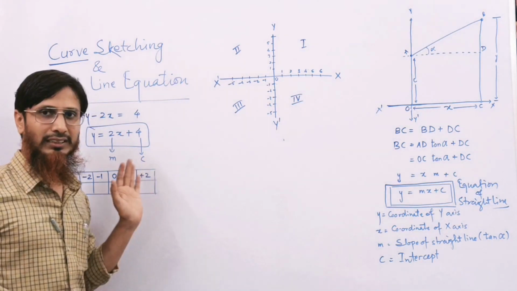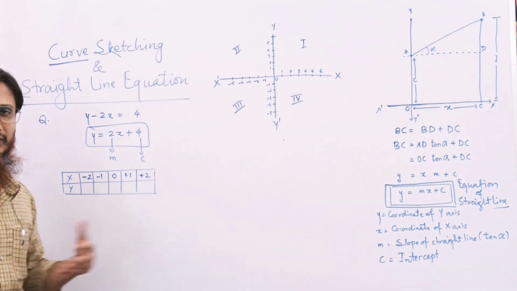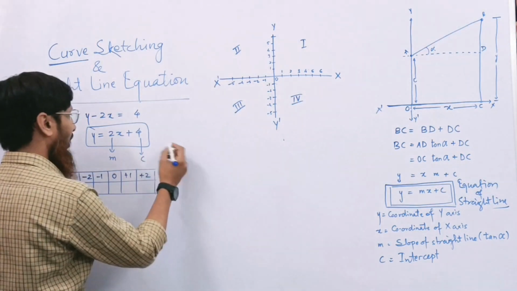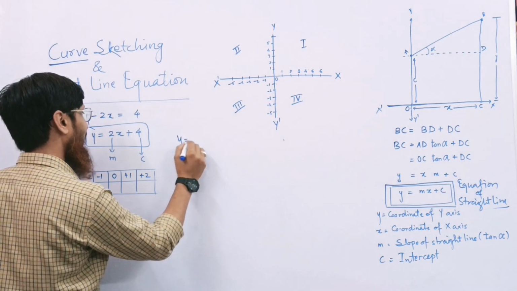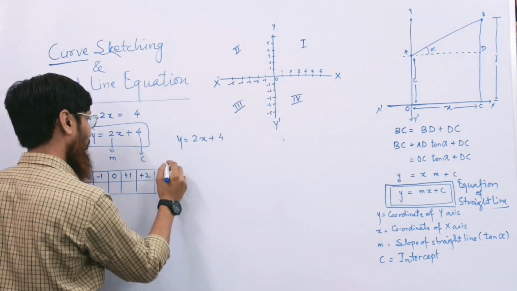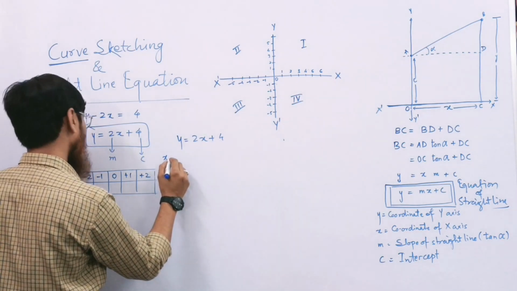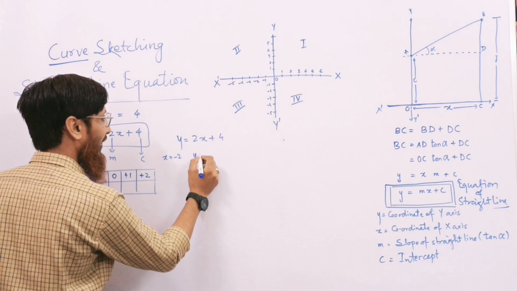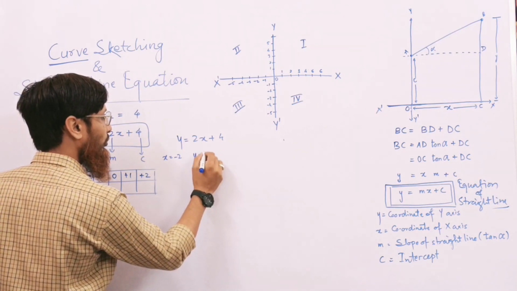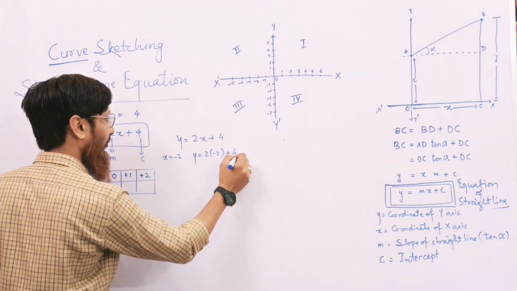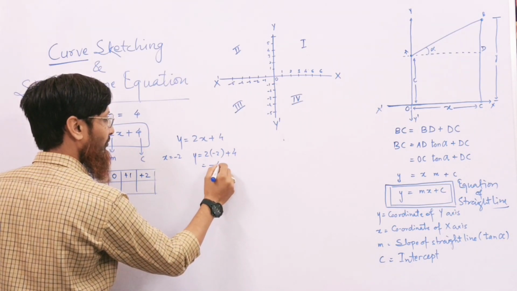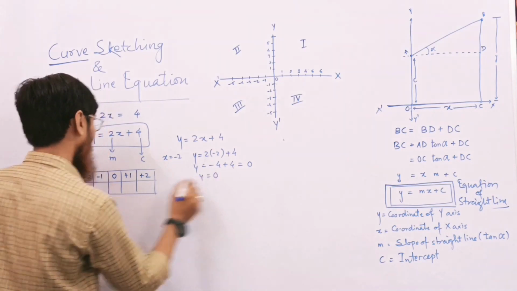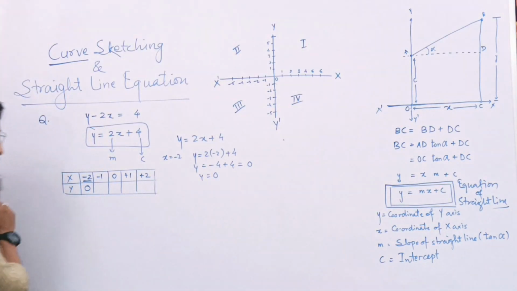So we would take these 5 arbitrarily taken variables. These are the independent variables. And now our straight line equation is y equals 2x plus 4. So first, by taking x equals minus 2, what do we get? y equals 2 into minus 2 plus 4. That is minus 4 plus 4, so y equals 0. So here we get a 0.